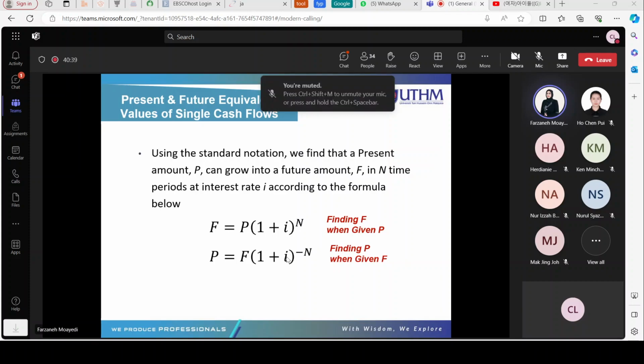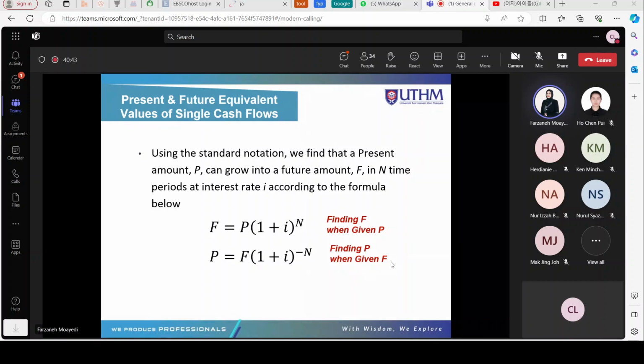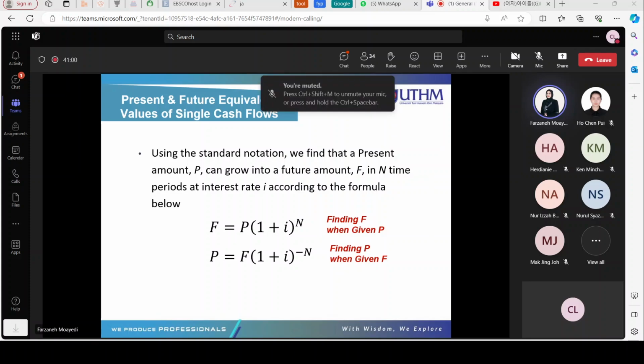For the second one, finding P when given F, you know how much the value is in the future. It's already been given to you. It's already clear to you. But you do not know how much it is worth right now, today. So I hope that now is making more sense to you. After this, we will do a calculation to clear everything for you.